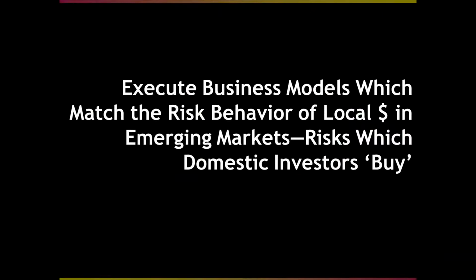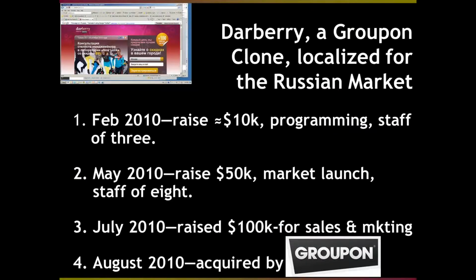So think about what business models will actually match the risk behavior of local money, not only in emerging markets, but in European markets, risk which domestic investors typically will buy. And I want to talk about an example from Russia. There was a company called Darbury, which, as you can see here, several years ago raised $10,000 to essentially do a Groupon clone in the Russian market. They only had a staff of 3 people.